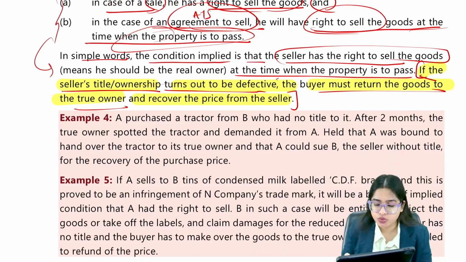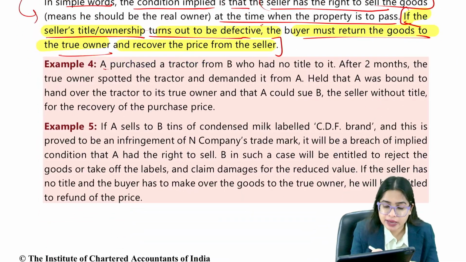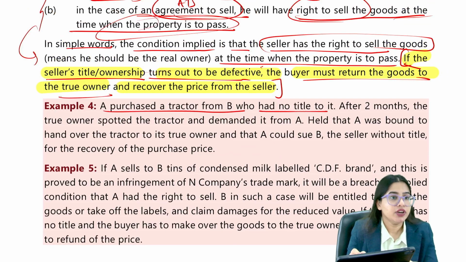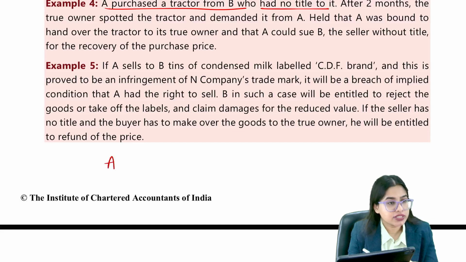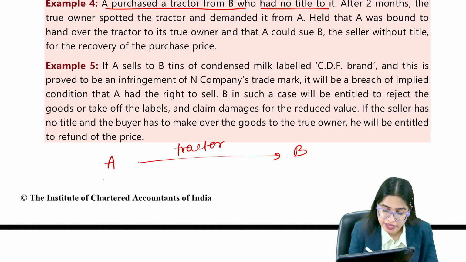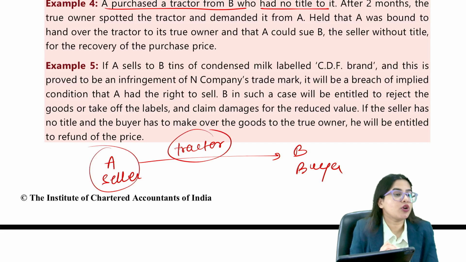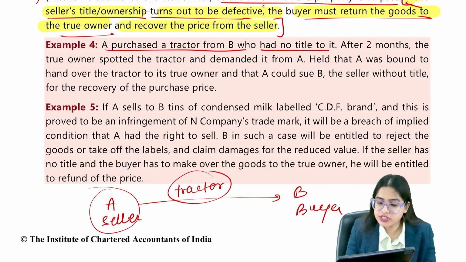Let's do one example. Here one point is given: A purchased a tractor from B and had no title on it. Or rather, A sold a tractor to B. A is the seller, B is the buyer. Now please understand, this tractor does not belong to A. A is not the owner of this tractor.